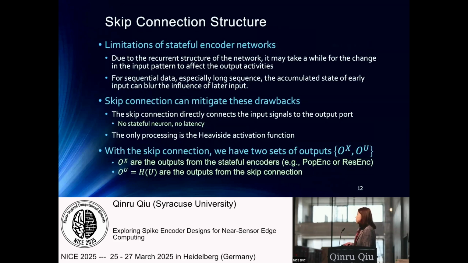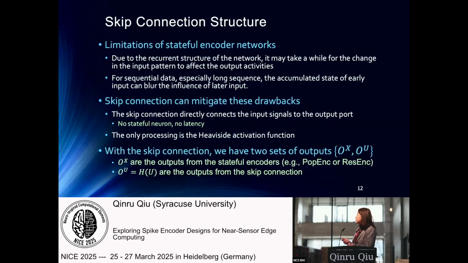The limitation of those stateful encoder networks is that, because of the recurrent structure of the network, it may take a long time for a change in the input to affect the output spiking activities. For example, for sequential data, especially long sequences, the memory of the early input may prevent the later input from changing the output until we wait for a long time.